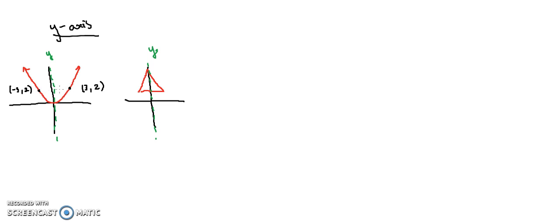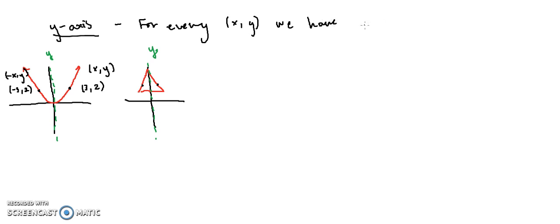Okay, so this time we're going across the y-axis. Same thing here. For any point here, its image is going to be across the y-axis. So this time, for every x, y, what happens? We get negative x, y. We get the mirror image across the y-axis. So this time, the x's are changing value. So for every x, y, we have negative x, y.